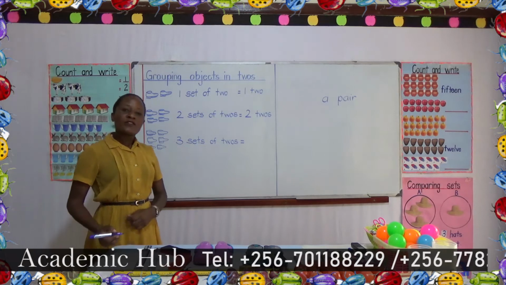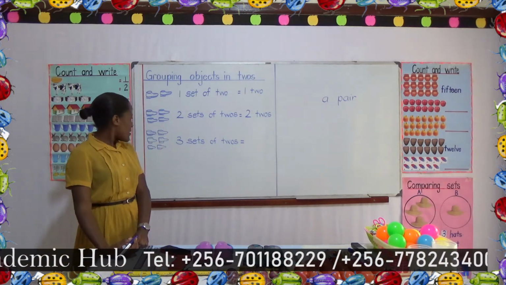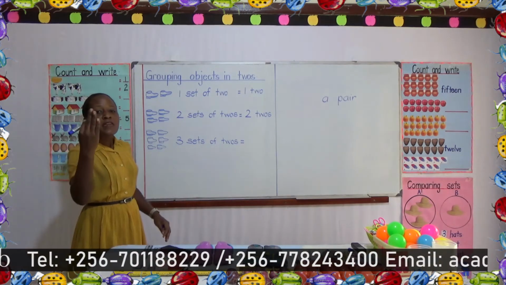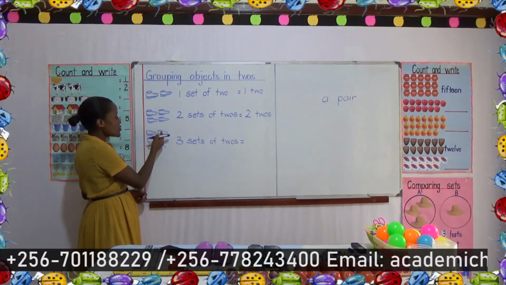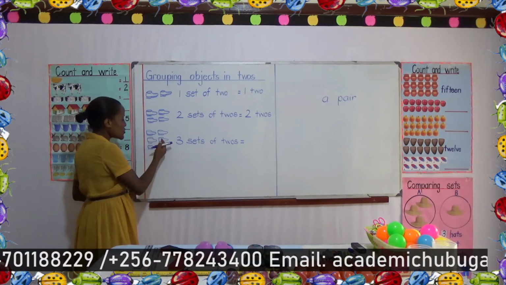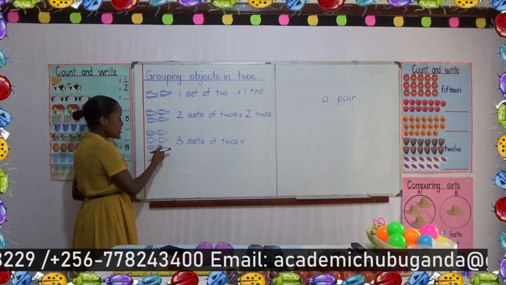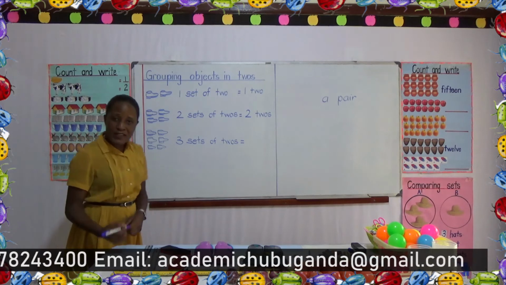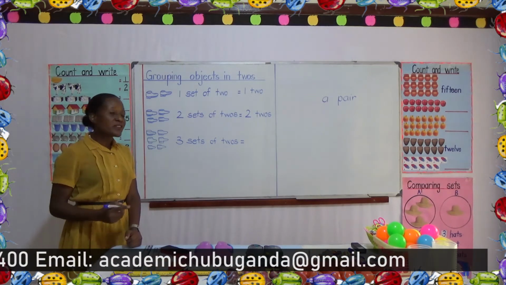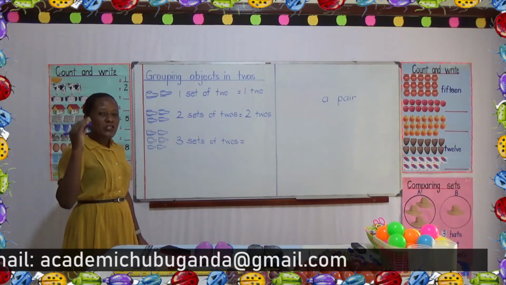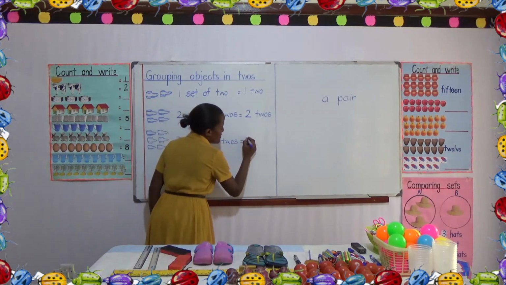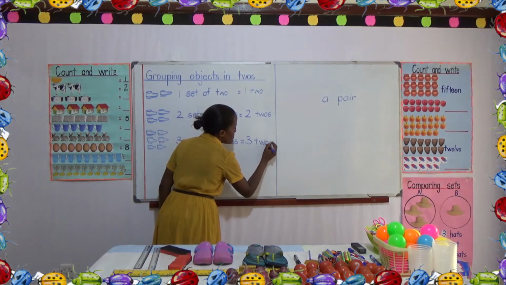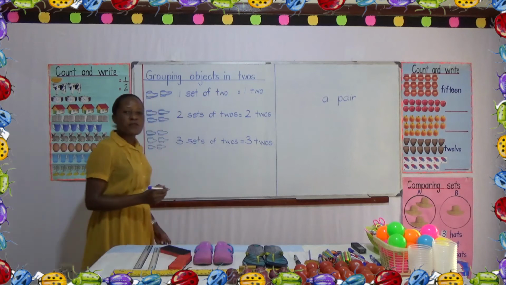What do the three sets of twos make? These three sets of twos will make three twos because we have one two, another two, and another two. So we have one, two, three. They are three sets of twos, and those three sets of twos are the ones making three twos. So I write three twos.